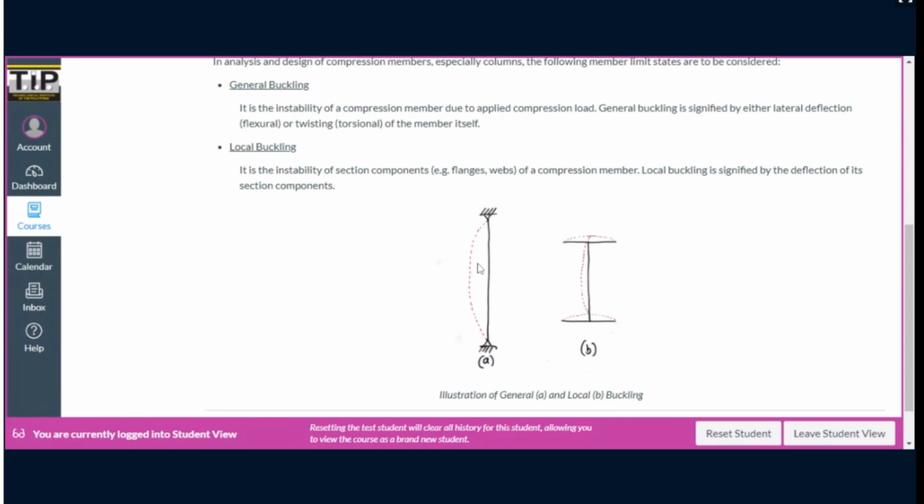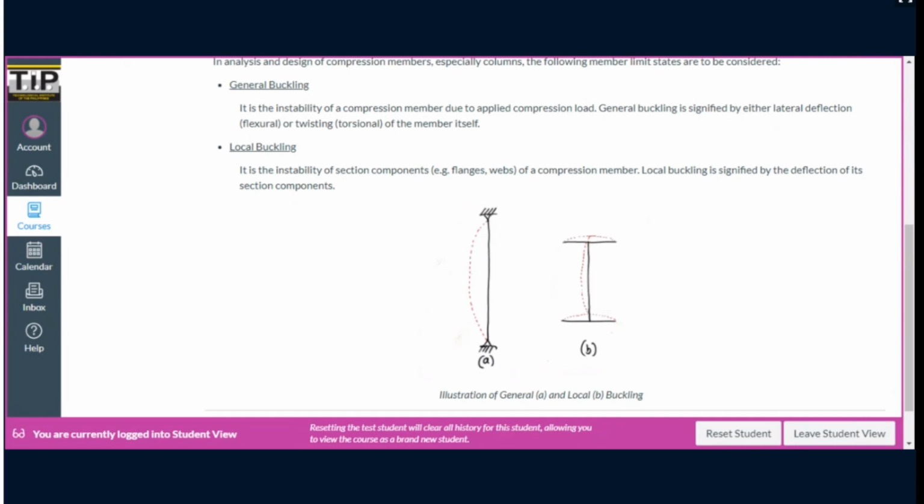However, general buckling is not solely signified by lateral deflection. Twisting may also occur in this member. So that's what we call torsional. So if buckling is signified by lateral deflection, if it just deflects, that's what we call flexural buckling. While if it twists, that's what we call torsional buckling. Okay. So the point here is general buckling occurs globally on the member itself.